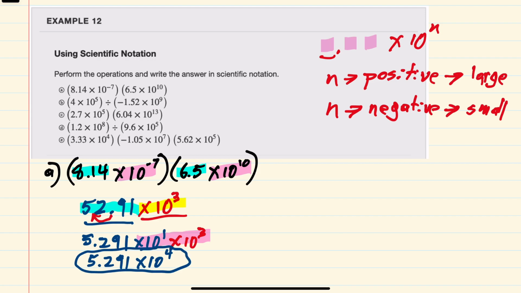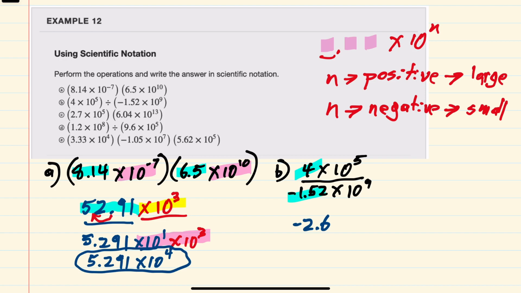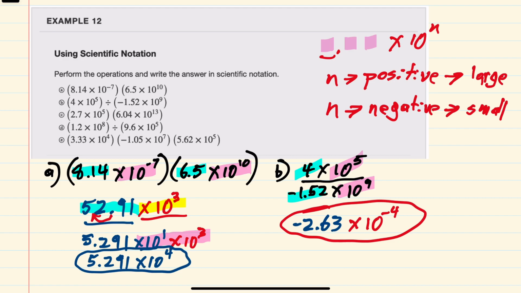This is our correct scientific notation answer. For B, we are dividing, so I'm going to write it as 4 times 10 to the 5th over negative 1.52 times 10 to the 9th. And again, I'm going to do this in two separate calculations. First, 4 divided by negative 1.52 equals a negative 2.63 as a rounded answer. And then for the scientific notation portion, when I divide with the same base, I keep that base. I have the power of the top minus the power of the bottom. So 5 minus 9 is a negative 4. This answer is in its proper form. So we've completed the calculation.